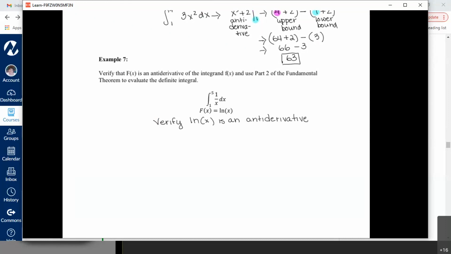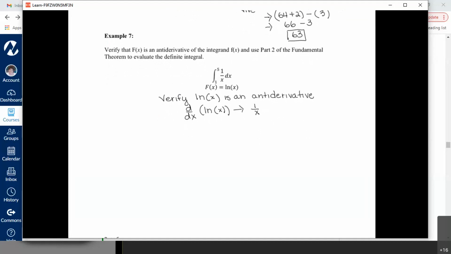Okay, and how would I do it? I would differentiate ln of x, and I know that will give me 1 over x. So that is the integrand, right? So I know they anti-differentiated it properly because when I differentiate it back, I get the function that I started with, just like they told you in the last yellow box.